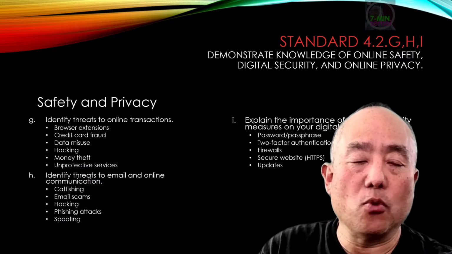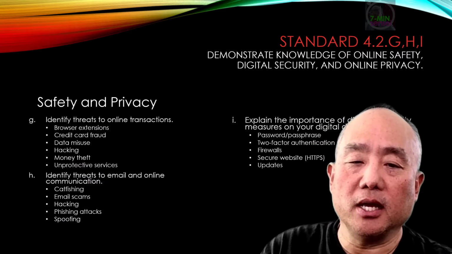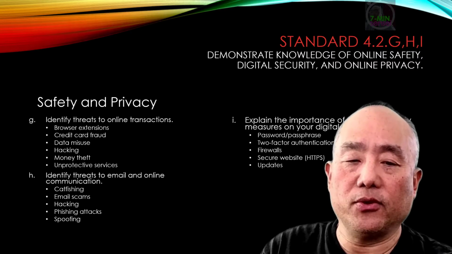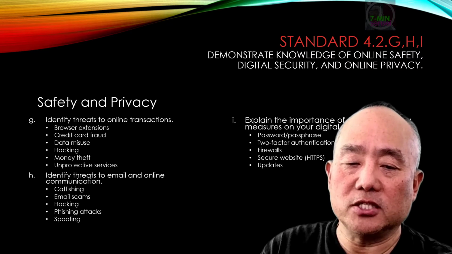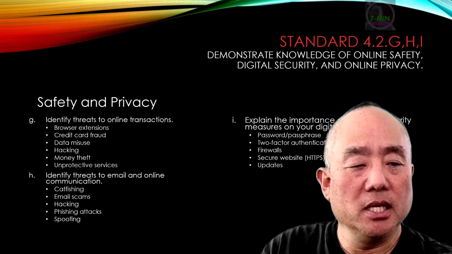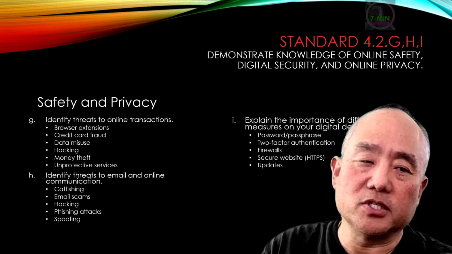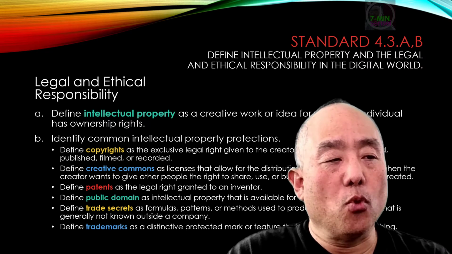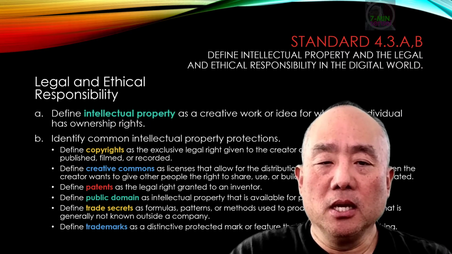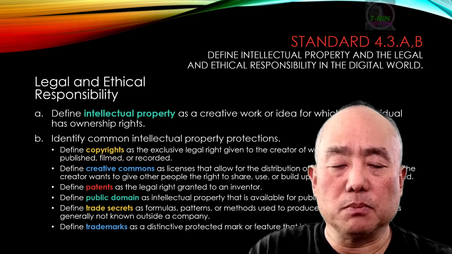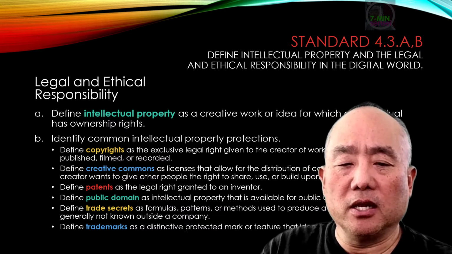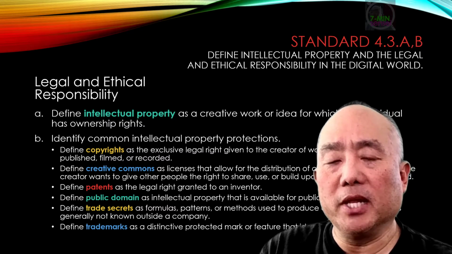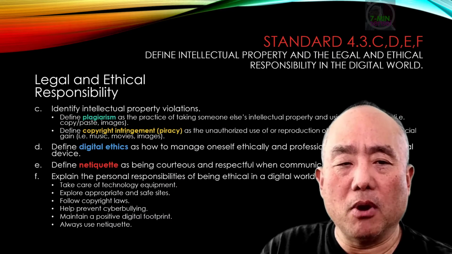In Standard 4.2, G, H, and I, we continue our discussion about safety and privacy. We'll identify threats to online transactions, threats to email and online communication, and we'll explain the importance of different security measures on your digital devices. In Standard 4.3, A and B, we'll talk about your legal and ethical responsibility. We'll define intellectual property and talk about copyrights, Creative Commons, patents, public domain, trade secrets, and trademarks.